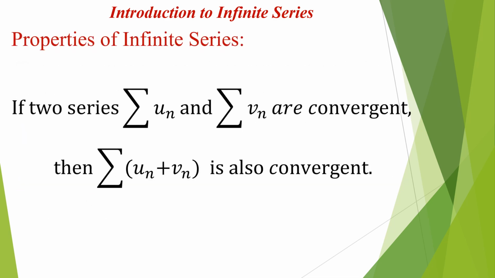One more property: if two series, summation of un and summation of vn, are convergent, then if we take their addition, summation of (un + vn), it is also convergent. So two independent series, if they are convergent, then if we take their addition, it is also a convergent series.